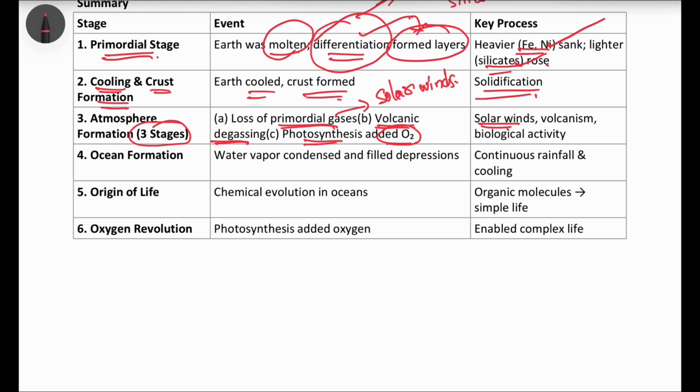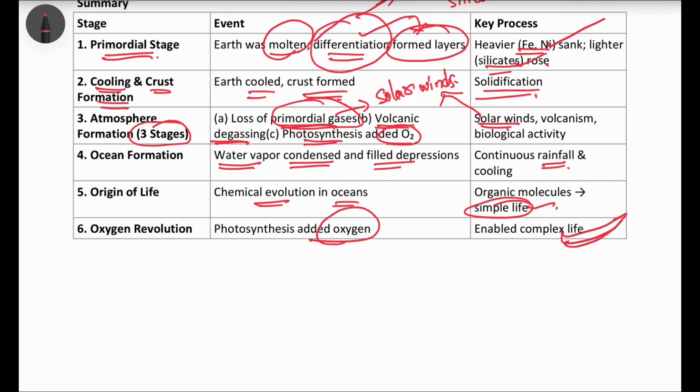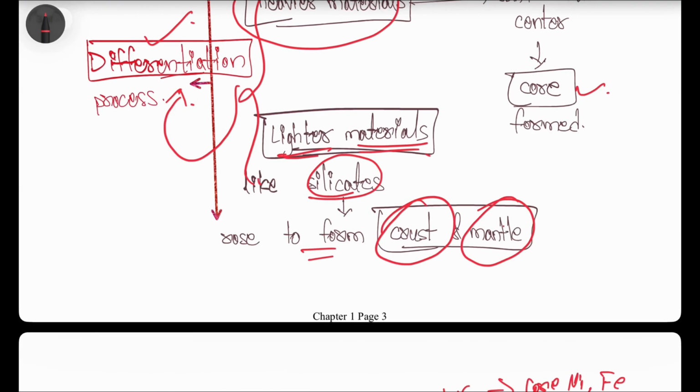We can see, as I have said, the primordial gases have gone, and water vapor, which has escaped from the interior of the earth, got condensed in the atmosphere and filled the depressions through precipitation. Rainfall has happened, and because of the chemical evolution in the oceans, organic molecules formed simple life, and photosynthesis added oxygen and enabled complex life. So that's how the evolution of earth has happened.